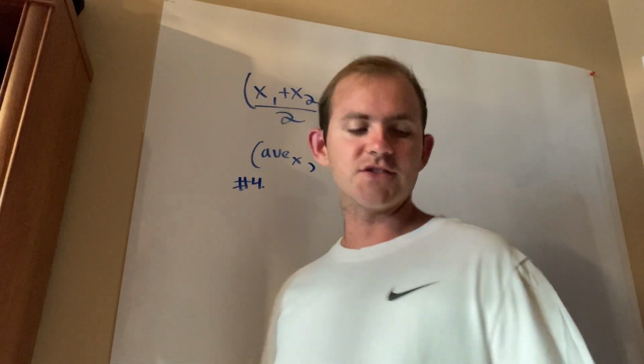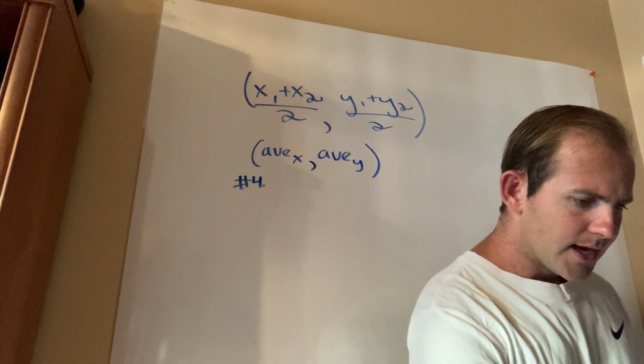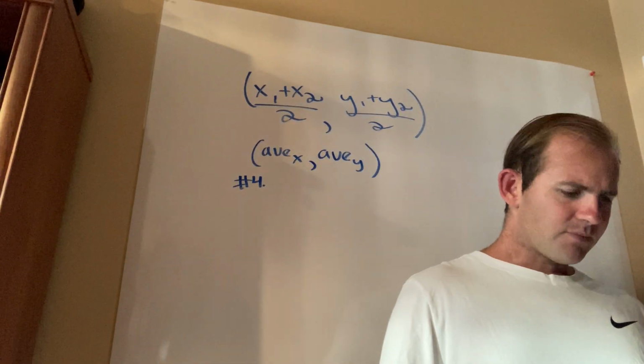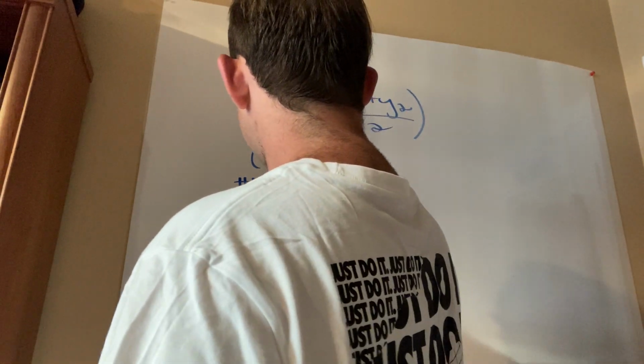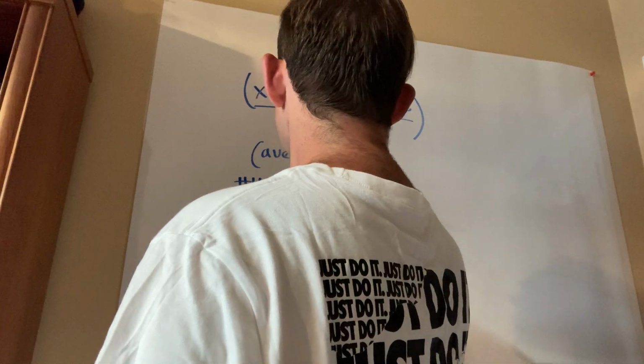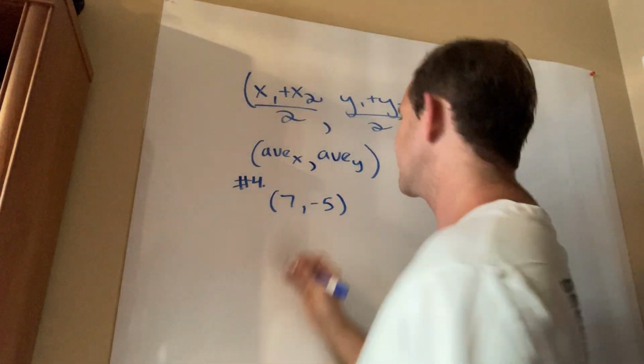All right, once again, this is page 8 of the Unit 1 Classwork packet, and we're looking at number 4. So number 4 asks us to find the midpoint, and they give us 2 points. So let me write those down. 7 comma negative 5, right? And 9 comma negative 1.